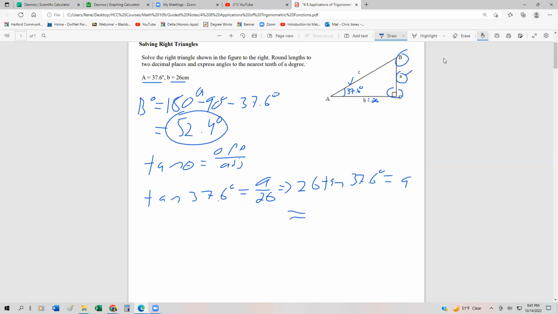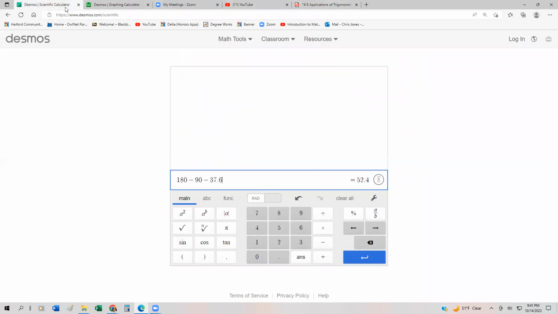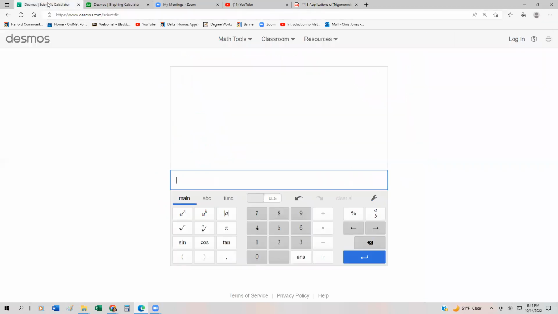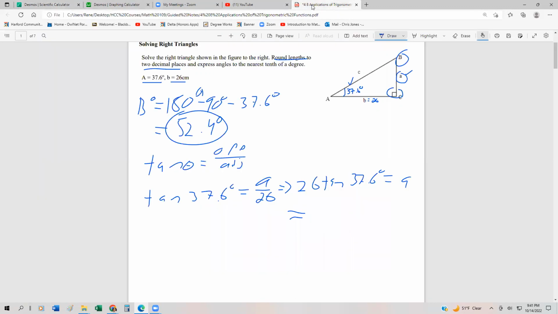And then we can approximate that. Notice it says that we need to approximate to 2 decimal places for the lengths. And so in our calculators, we're going to make sure we're in degree mode. And then we're going to take 26 tangent of 37.6. And that's going to give us 20.02 if we round it to 2 decimal places. That's going to be 20.02 centimeters.